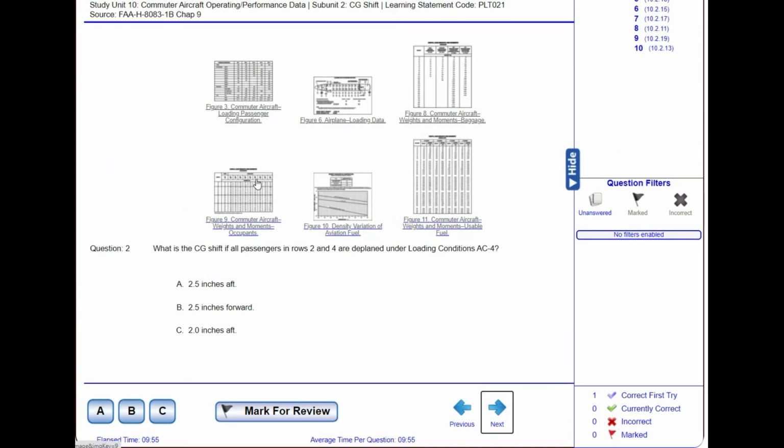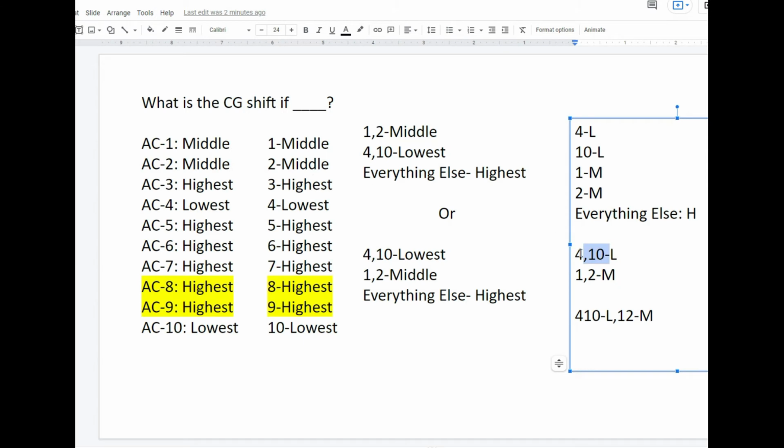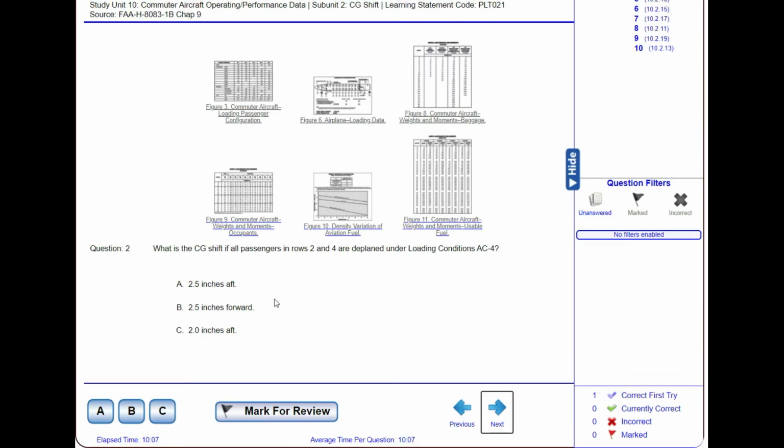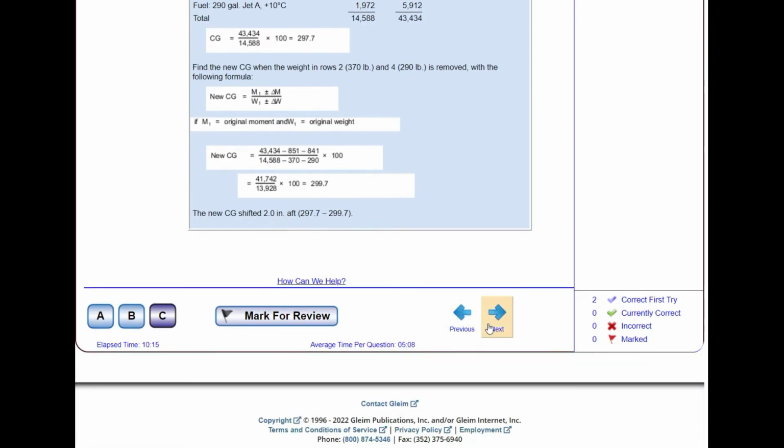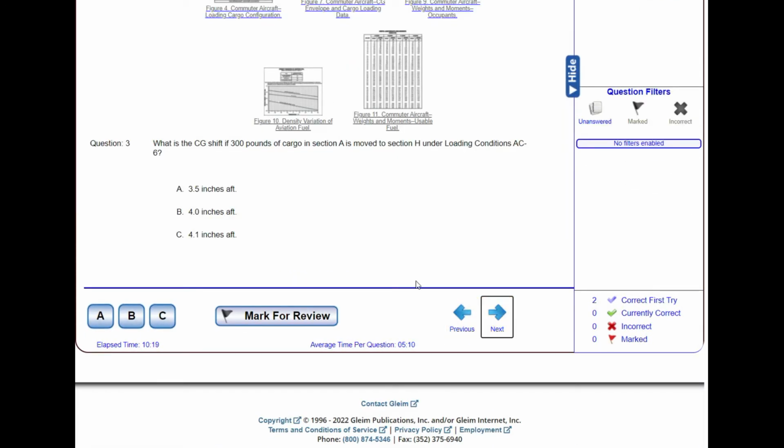And when looking at AC4, again, if you remember 4, 10, and 1, 2, 4 is one of these that stand out. That will be the lowest number value. So in this question, the responses are 2.5, 2.5, 2.0. 2.0 is the lowest number value, and that is our correct answer.